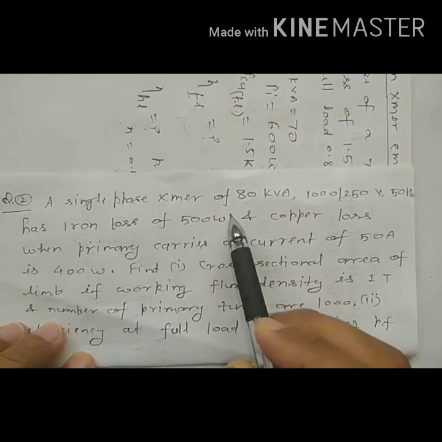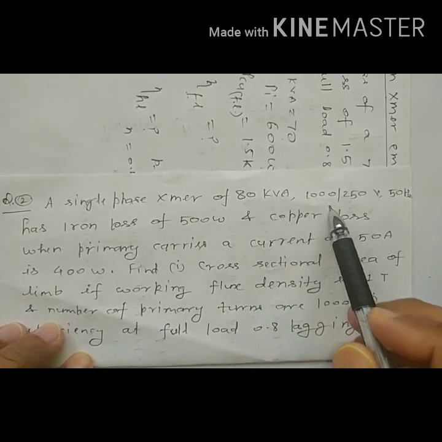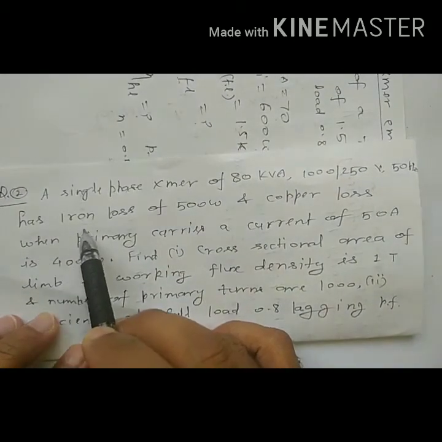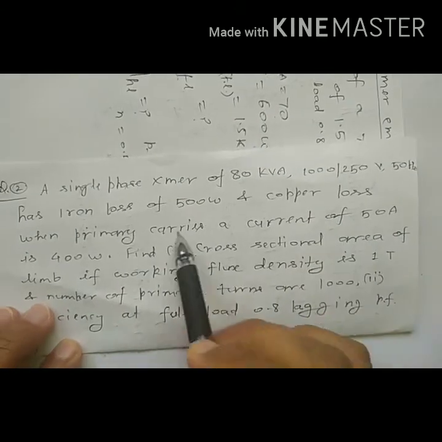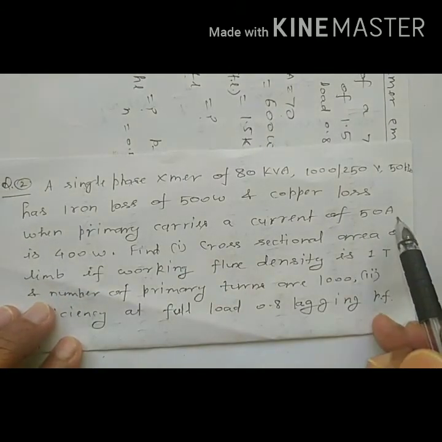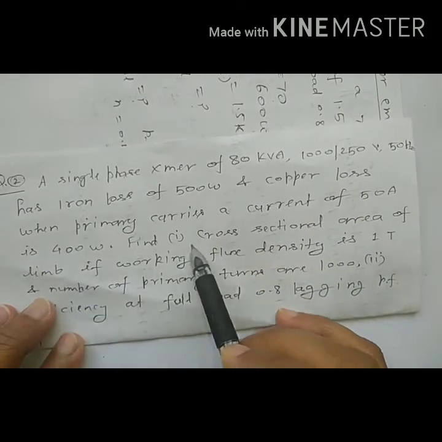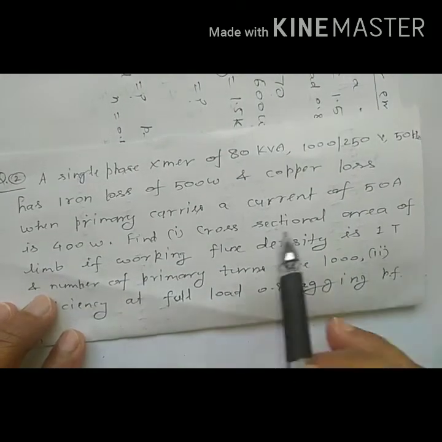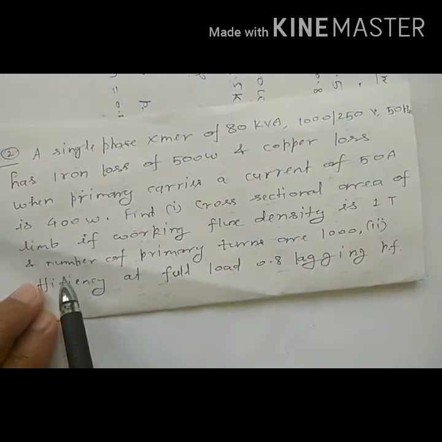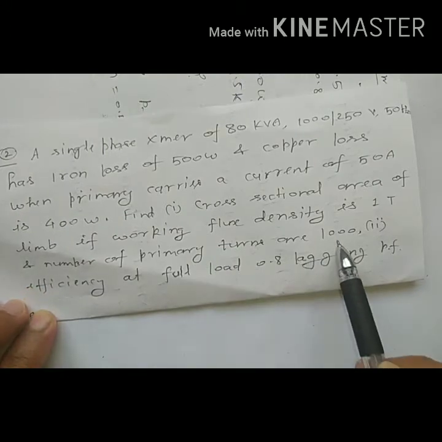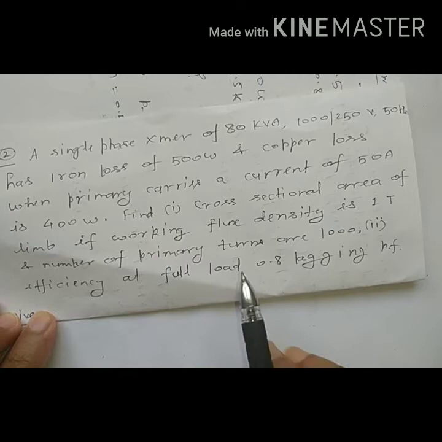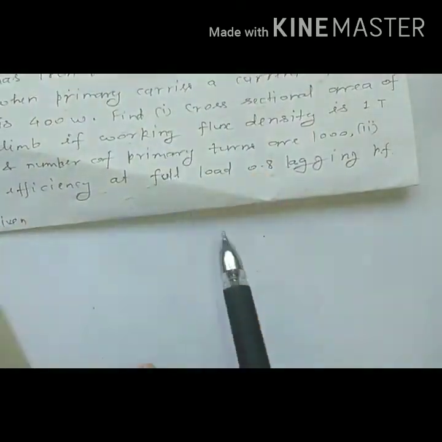A single phase transformer of 80 kVA, 1000 by 250 volt, 50 Hz has iron loss of 500 watt and copper loss when primary carries a current of 50 ampere is 400 watt. Find cross sectional area of limb if working flux density is 1 Tesla and number of primary turns are 1000. Also efficiency at full load 0.8 lagging power factor. Right, so let us solve it.